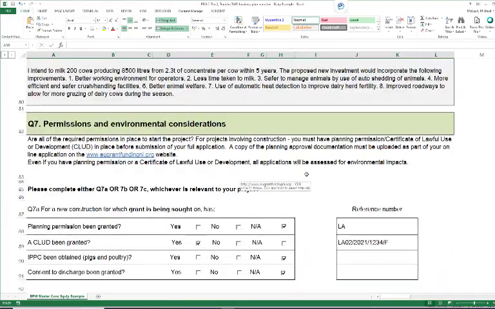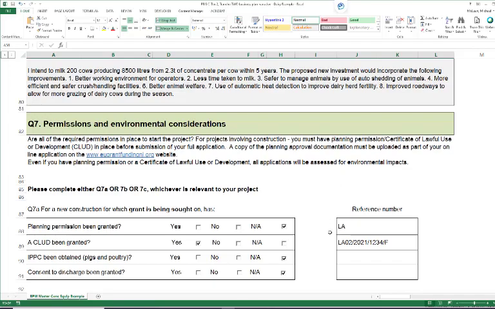Question 7, a key element of the scheme. In this section, provide details of the planning permissions and/or other approvals that are in place at the time of your application. Please note the planning permission or certificate of lawfulness must be in place for all construction projects at the time of application to FPS Tier 2. In this section also provide details of other approvals, PPC, licence or consent to discharge. Where the project involves installation of equipment in existing buildings, an engineer's certificate will be required. Please refer to the explanatory booklet for information.